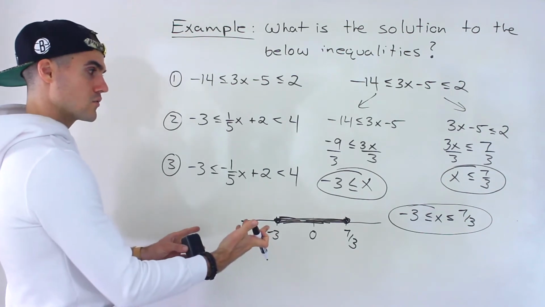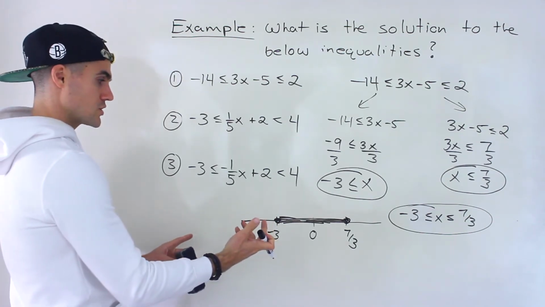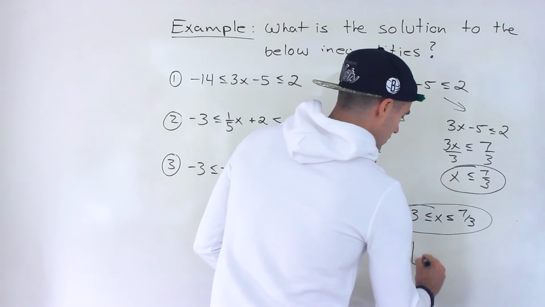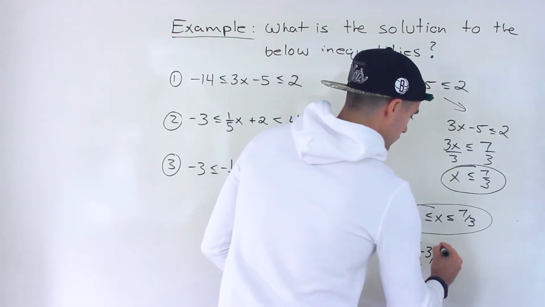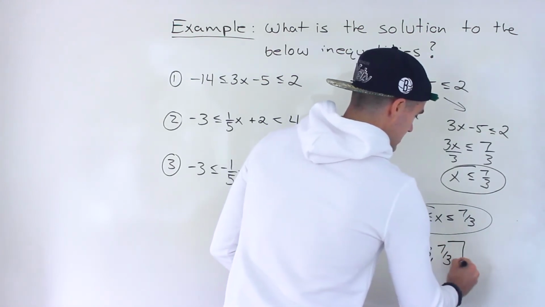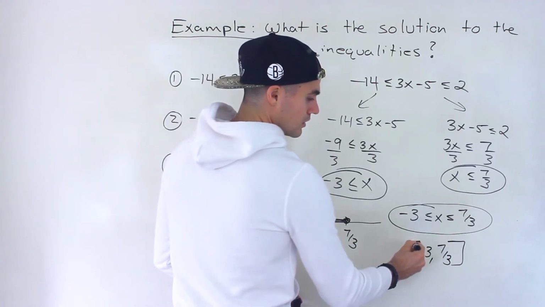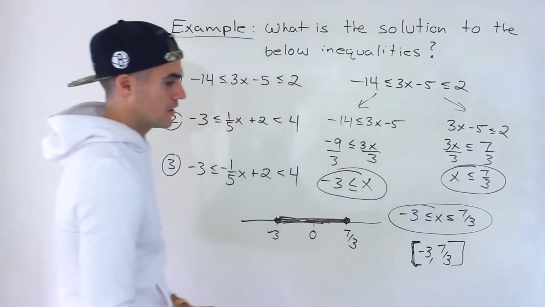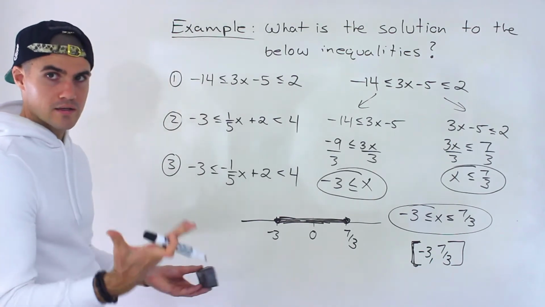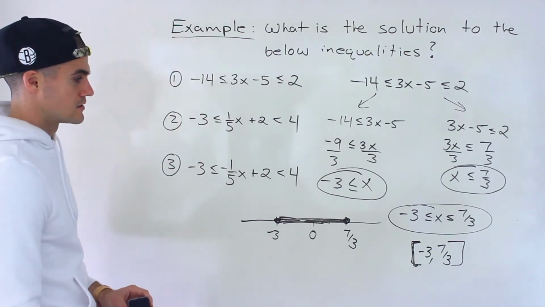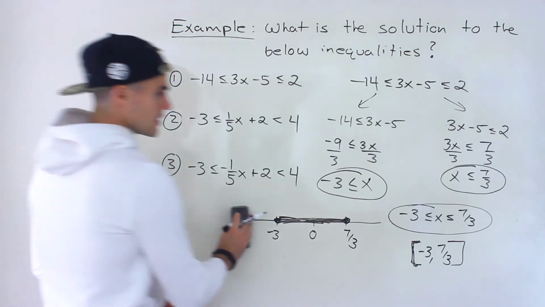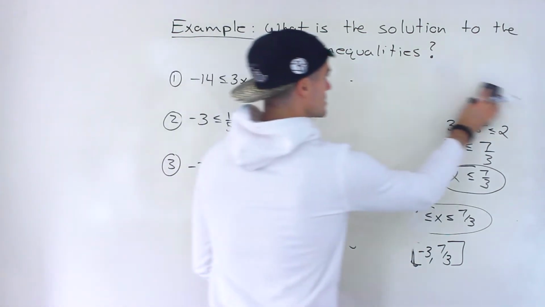You can also put this in interval notation, so you could say all the x values between negative 3 and 7 over 3, inclusive of both, so we put square brackets here. Right, different ways to represent the solution. Moving on to number 2, same sort of thing.